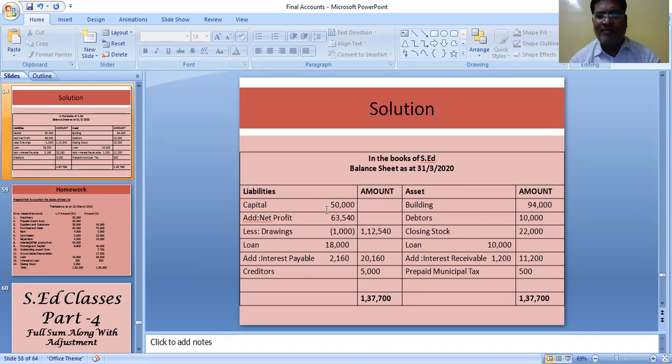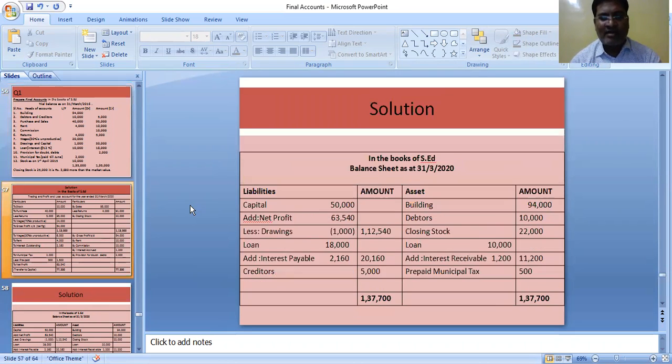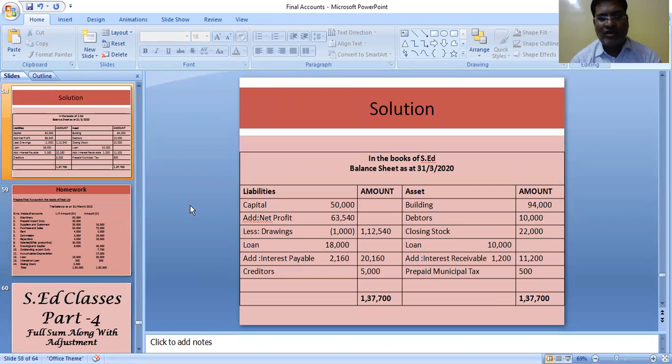Capital given in the sum 50,000, the credit balance, and drawings the debit balance. See, the capital was the credit balance over here. Where is the capital gone? Here it is. Capital and drawings given 50,000 capital over here, and drawings 1,000. So we have recorded that capital and drawings, capital, less drawings, add net profit in between has come. Any less figure we have to write in the bracket that we have given over here. And we got this figure 112,540.